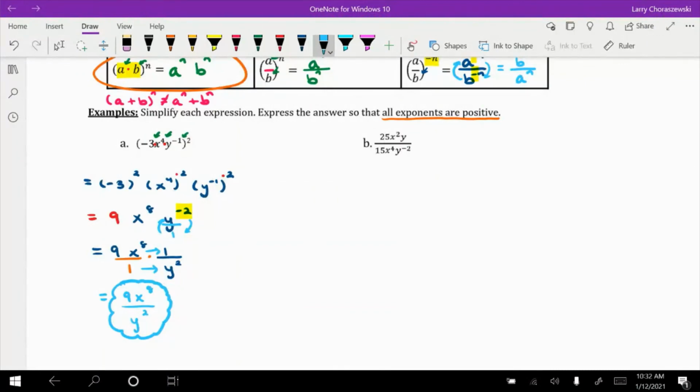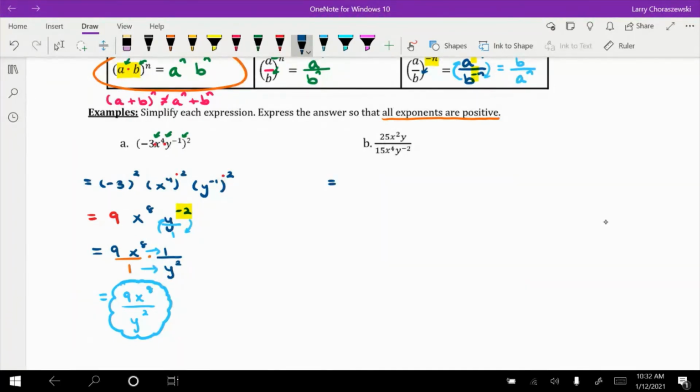In both the numerator and denominator, you can form three factors. So for instance, in the numerator, one factor is 25, another factor is x squared, and another factor is y. And on bottom, first factor is 15, then x to the 4th, and y to the negative 2. And what's helpful about knowing that is you can take this single fraction and break it up into three separate fractions, as long as you're still multiplying them together. So here's what I mean.